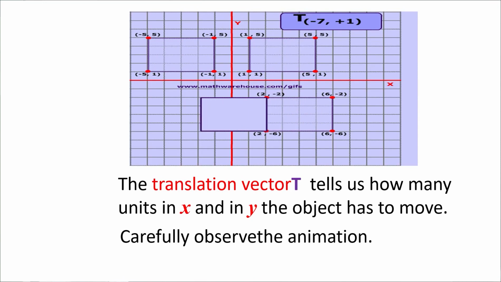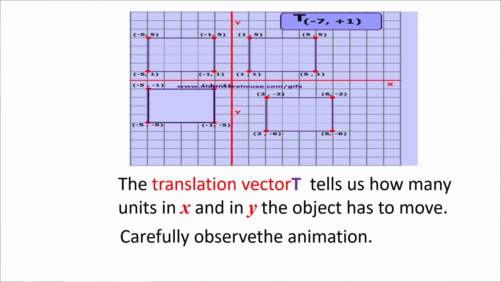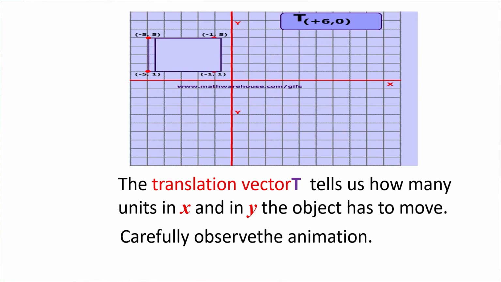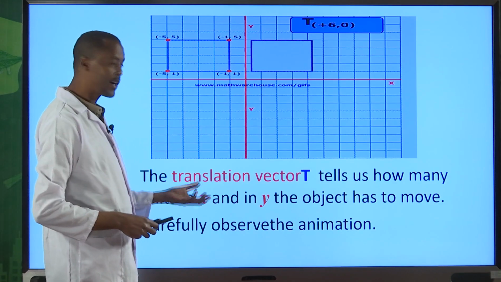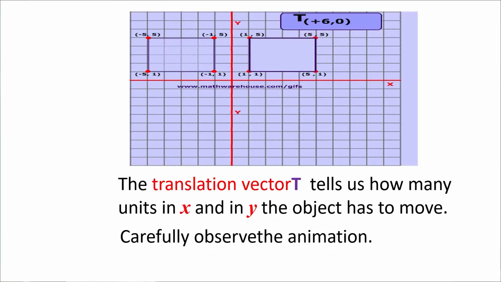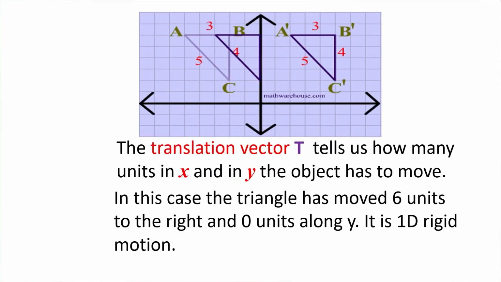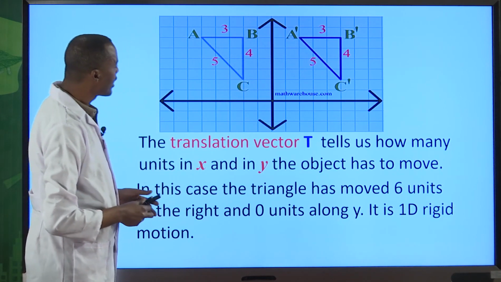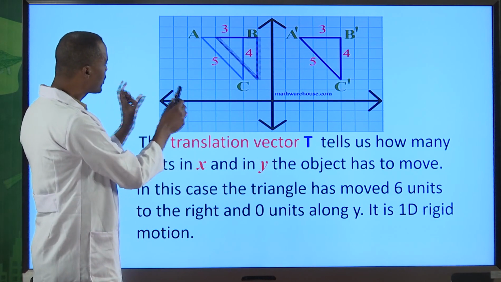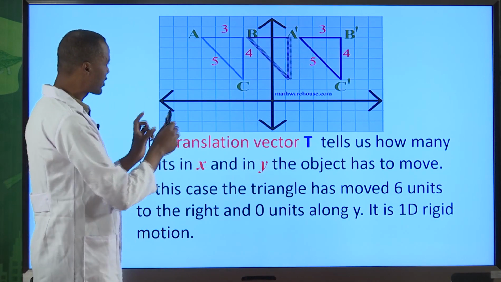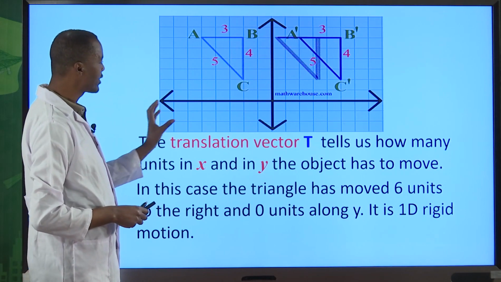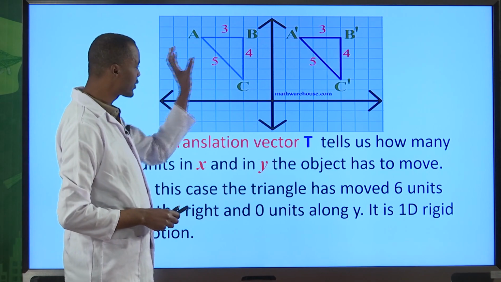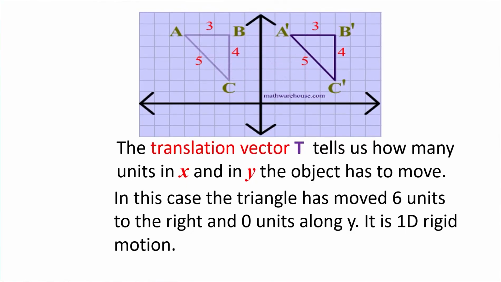How much it is moved from its original place is determined by the translation vector t, which tells us how many units in x and how many units in y the object has to move. Look again, this triangle is being translated from this quadrant to the first quadrant. We are keeping the orientation of the triangle, simply moving it from the original place to the other place. That is what is meant by translation.